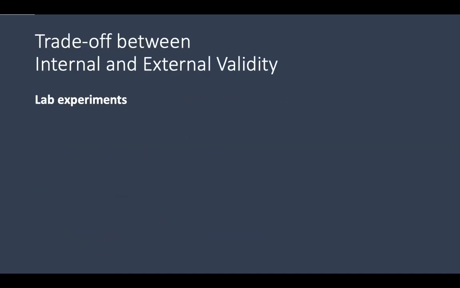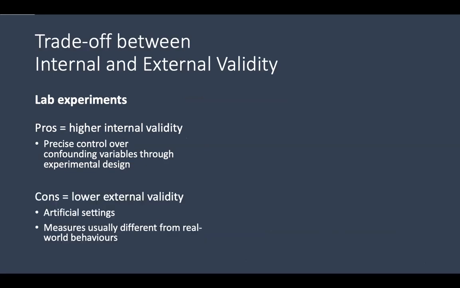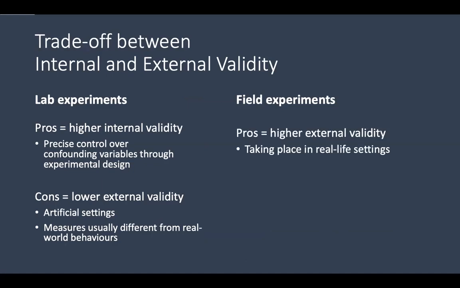There's always some kind of trade-off. If you do lab experiments, you will have higher internal validity because you have more precise control. But meanwhile, you have lower external validity because lab experiments are usually carried out in artificial settings, and the measures are also a bit different from real-world behaviors. If you do field experiments or field studies, you have a bit higher external validity because it takes place in real-life settings, but then you have lower internal validity because the settings are less controlled.